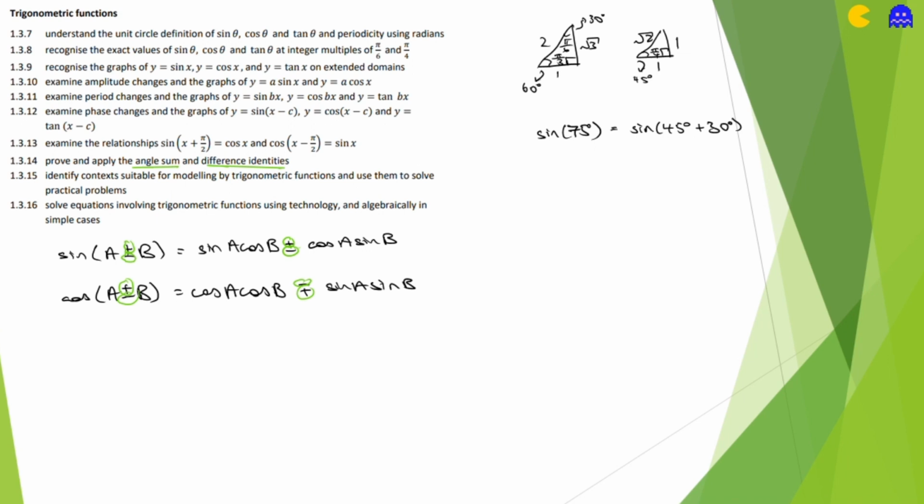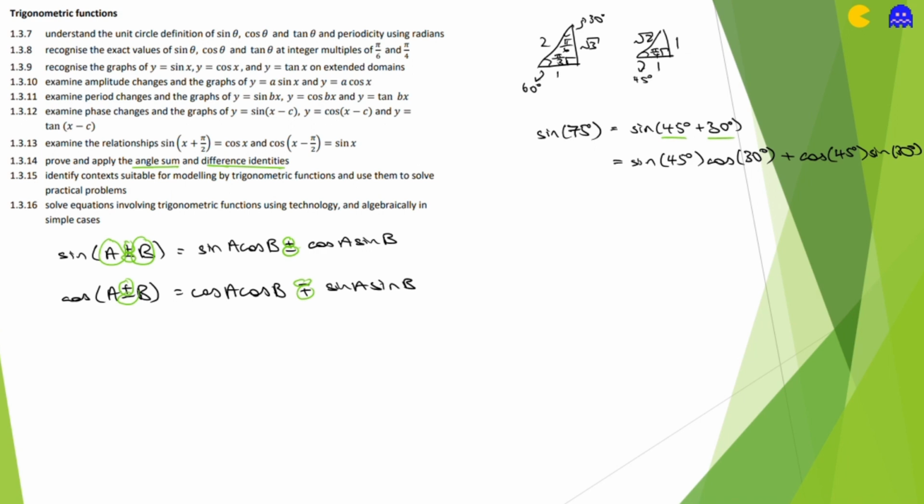And so we know 45 degrees and 30 degrees. We can see that this is an angle sum identity, right? And more specifically, it is the A plus B sine angle identity. This then is equal to sine of the first angle, 45 degrees, times cosine of the second angle, 30 degrees, plus cosine of the first angle multiplied by sine of the second angle.